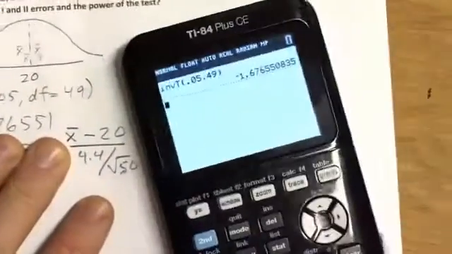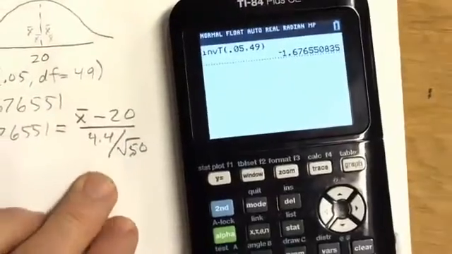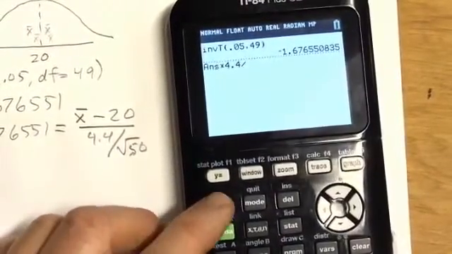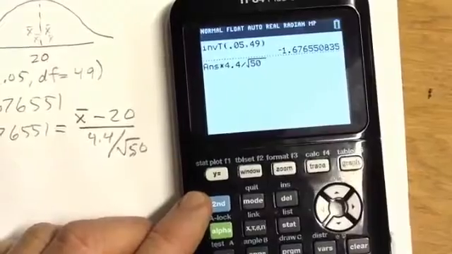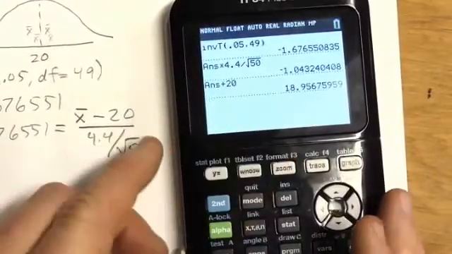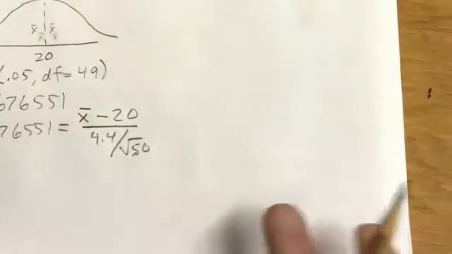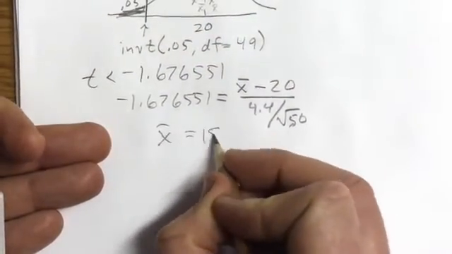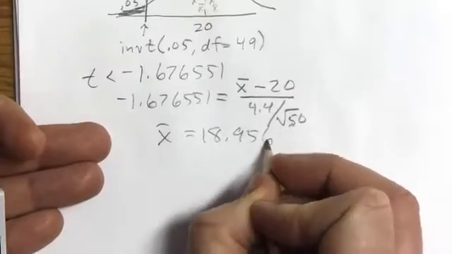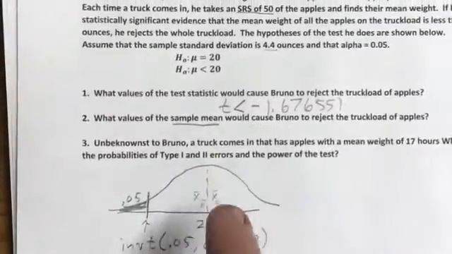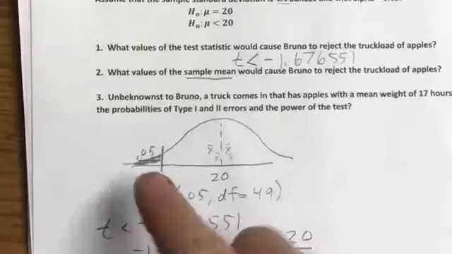So I'll just use my algebra skills to take that number times 4.4 divided by the square root of 50, and then add 20 to it. And there it is, 18.9567. So my x bar would be 18.95676, let's say. Anything less than that would cause me to reject the null.